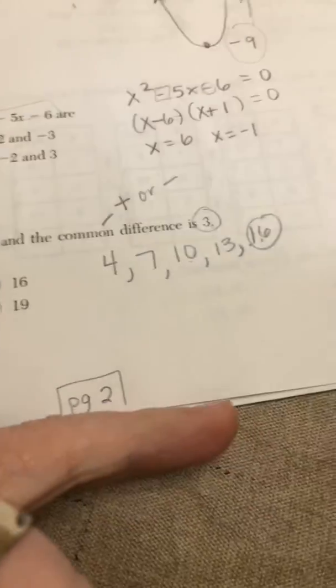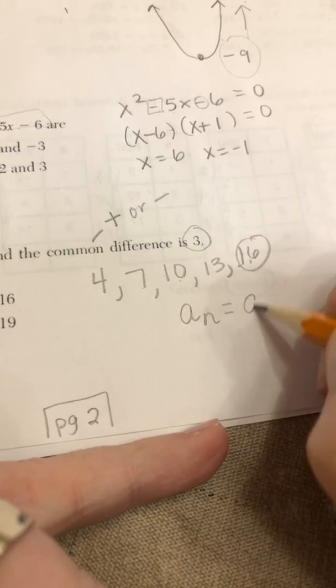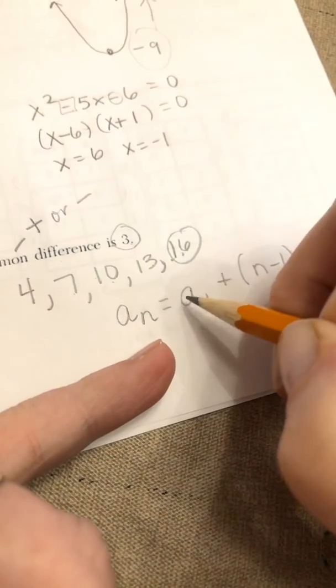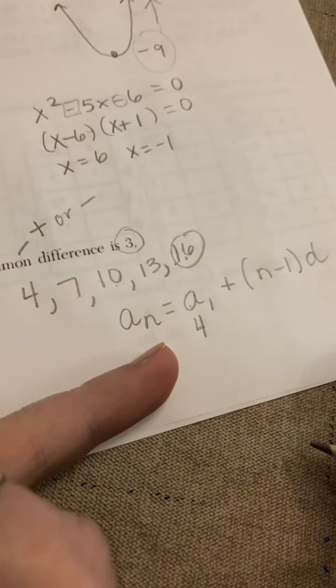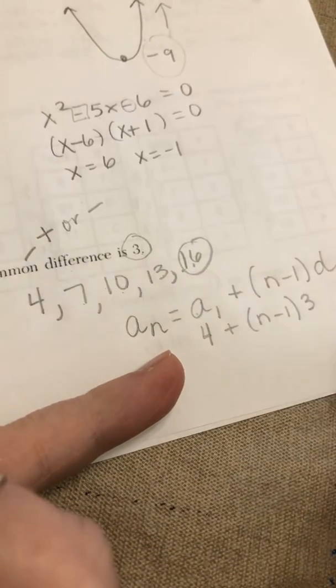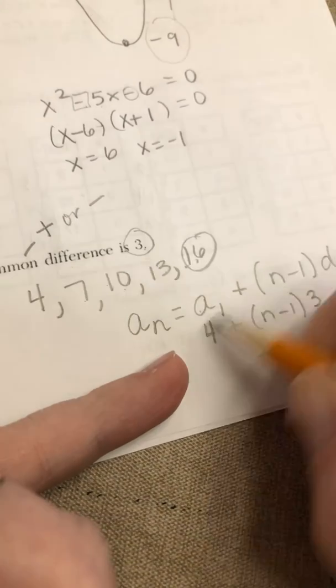There is a formula that is going to be given on your reference sheet. It looks like this. A sub n equals a sub 1 plus n minus 1 d. All right, you would put 4 in for the first term, and you'd put 3 for the common difference. This is actually an acceptable answer, okay?